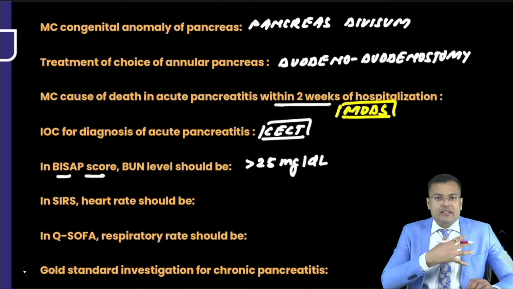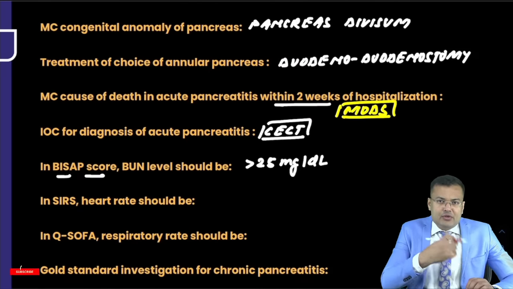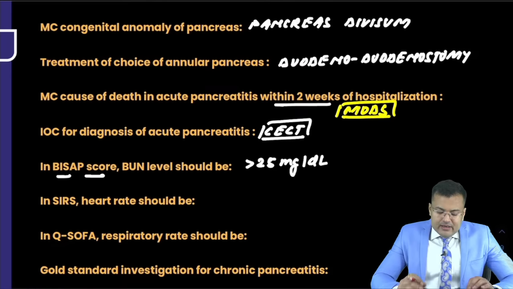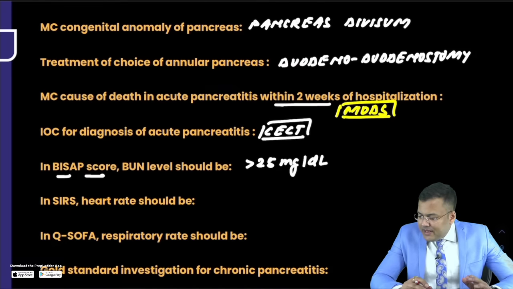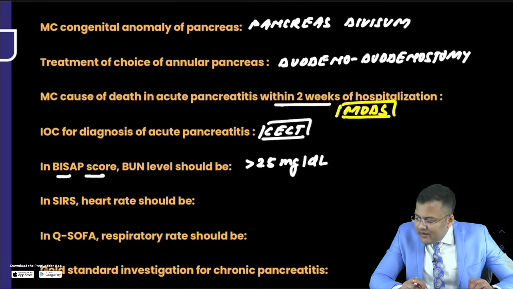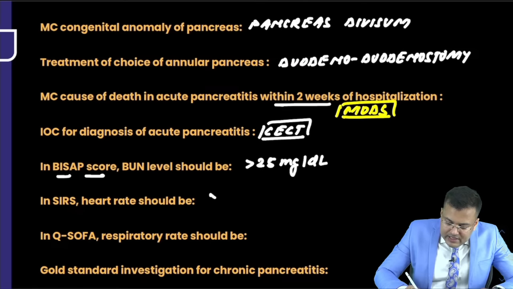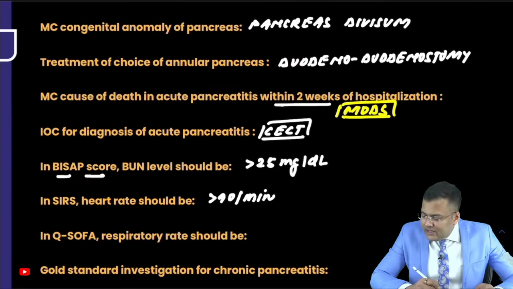Next, in systemic inflammatory response syndrome, heart rate should be more than what? Ashwini, very good. Tell me the value of heart rate in SIRS. Praveen Khetan, Ankit, all of you are correct. It should be more than 90 per minute.